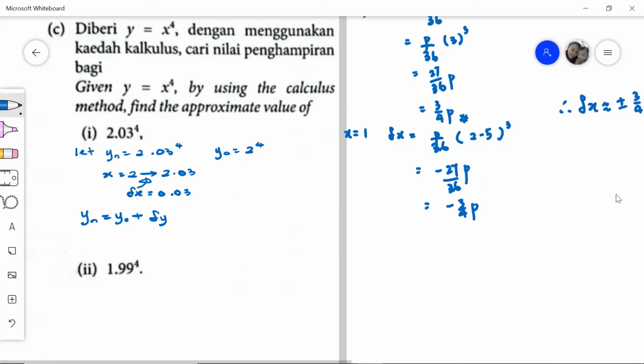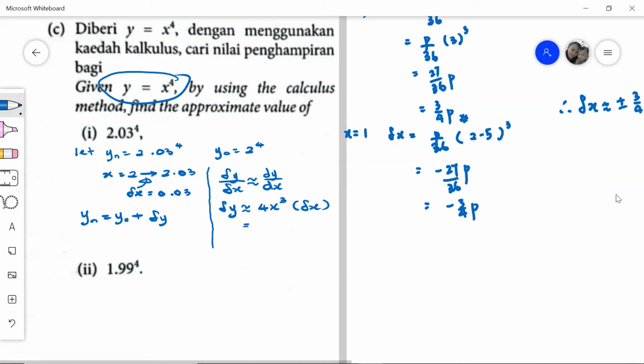So therefore, how do I find delta y? To find delta y, delta y over delta x is approximately equivalent to dy by dx. This is the relationship between these two. So delta y will be approximately equivalent to dy dx times delta x. So dy dx, we use the function of y, is 4x cubed times delta x.